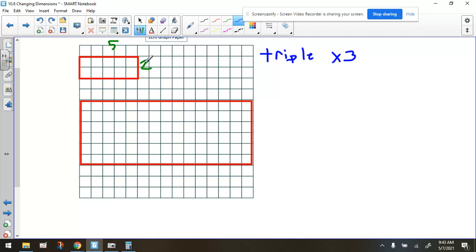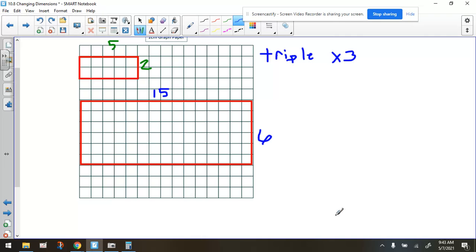All right, so if we triple this number, 2 times 3, we're going to get 6. So let's make sure I have this rectangle drawn properly. 1, 2, 3, 4, 5, 6. And if we triple this number, 5 times 3 would give you 15, right? So this line, if I drew it correctly, should be 15 in length.